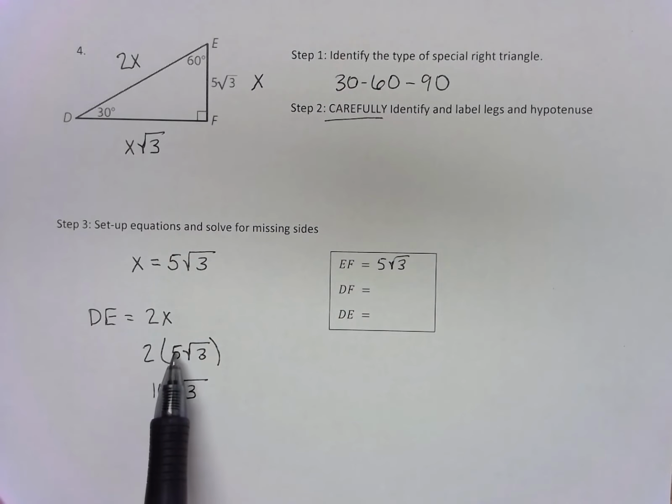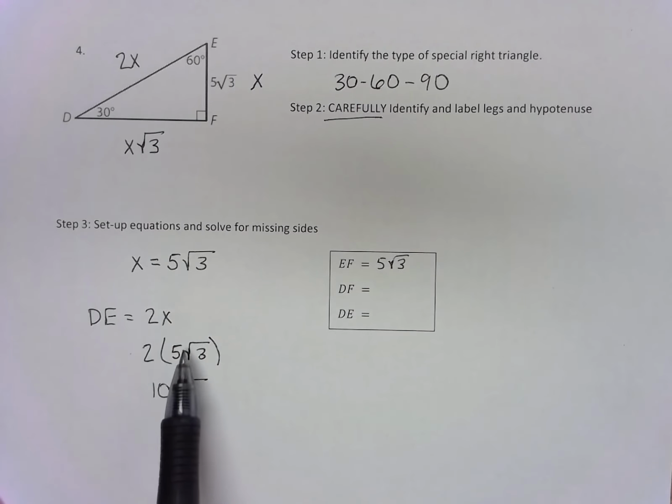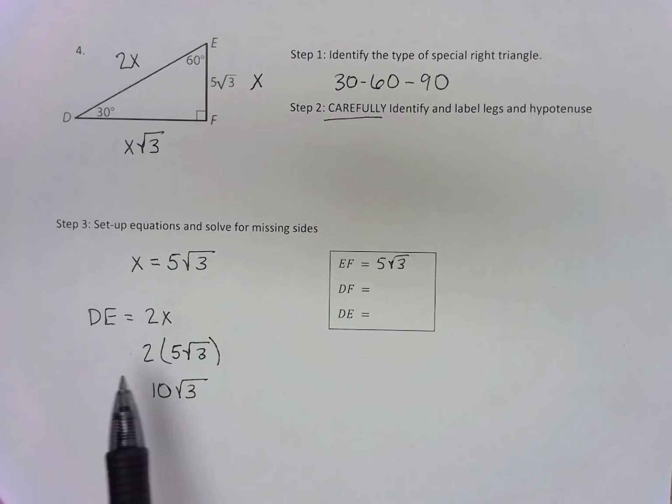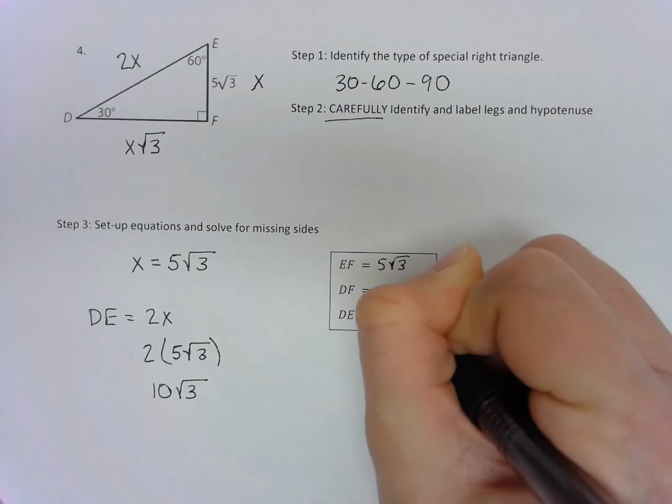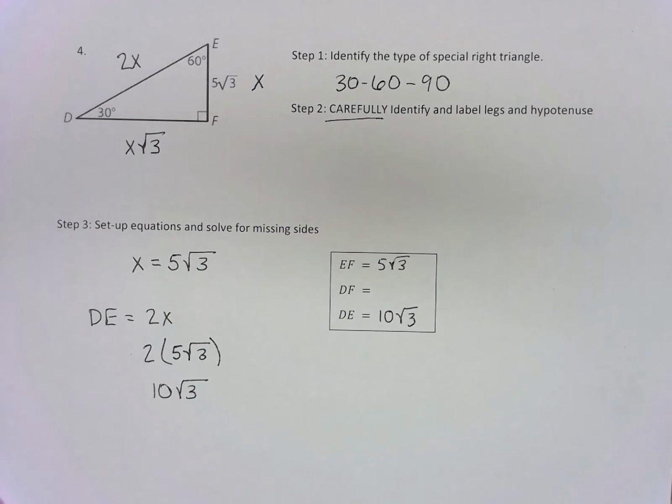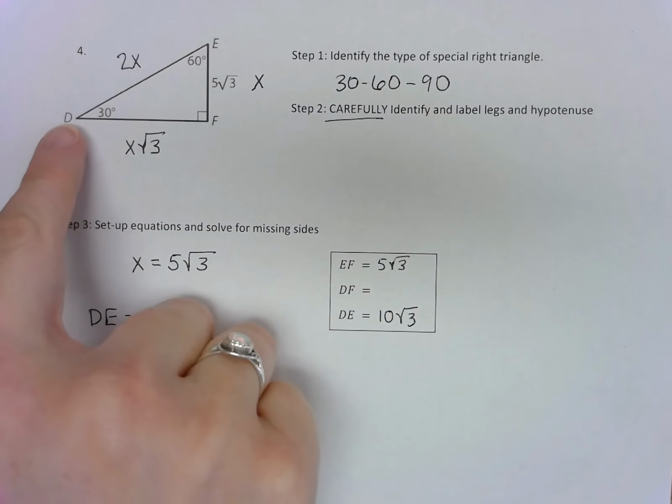Also, 2 times 5, you've already multiplied that together. You cannot keep distributing, because this does not work like the distributive property. When it's just multiplication, you can just say 2 times 5, which gives us 10, and then of course bring down your square root of 3. So the length of DE, which is our hypotenuse, is 10 the square root of 3. So now we're going to find the side of DF.